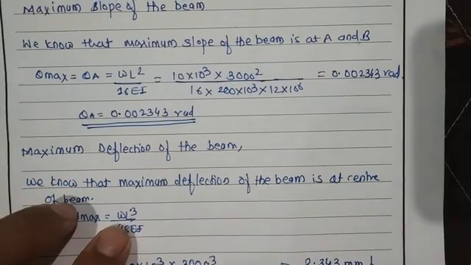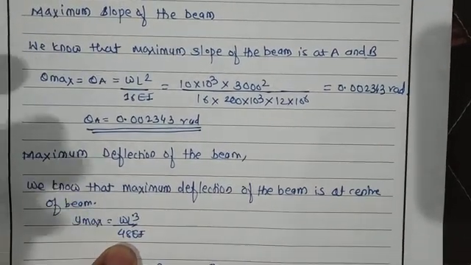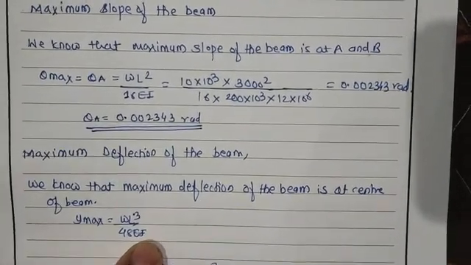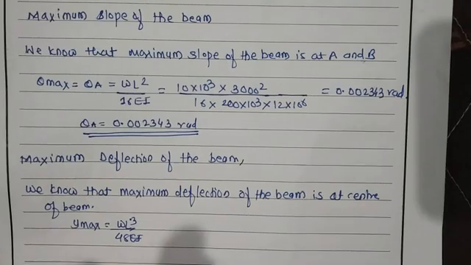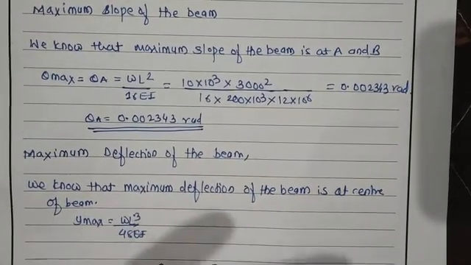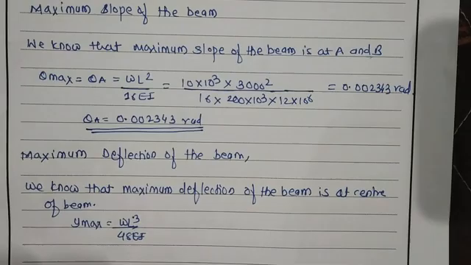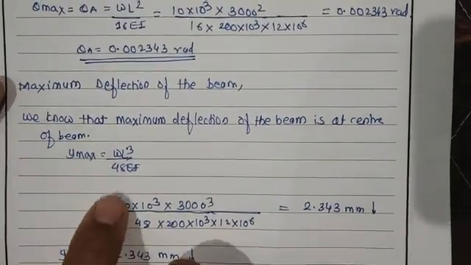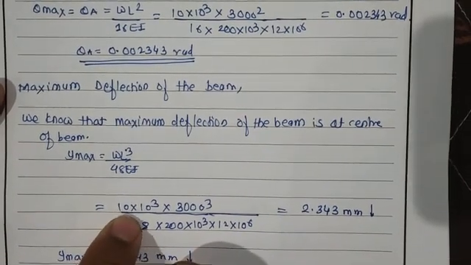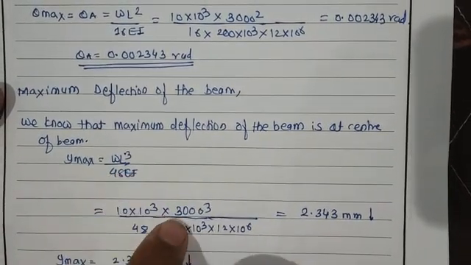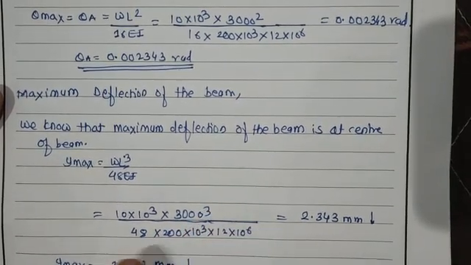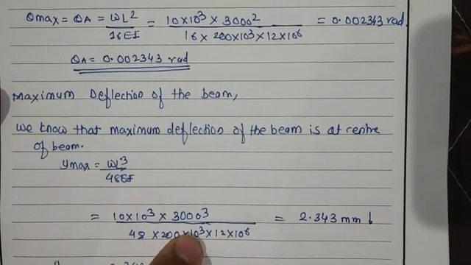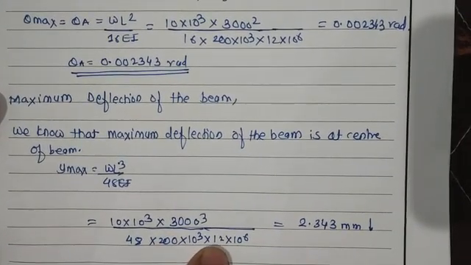So put the values. W is there, L is there, 48 is a constant. E, the modulus of elasticity, is given, and the moment of inertia is given. Direct substitution. We must know only the formula, otherwise it is direct substitution. Do the calculator work and we get the values. The value of W is 10 into 10 raised to 3, into the value of L, 3000 cube, divided by 48 into the value of E, 200 into 10 raised to 3, into the value of I, 12 into 10 raised to 6.